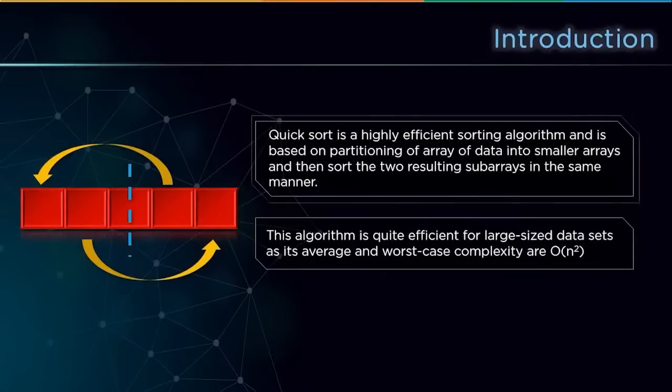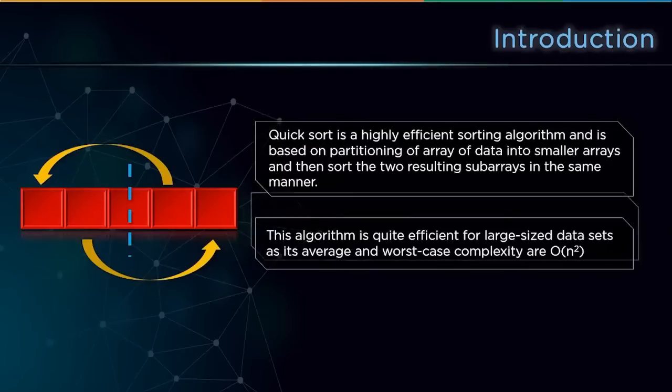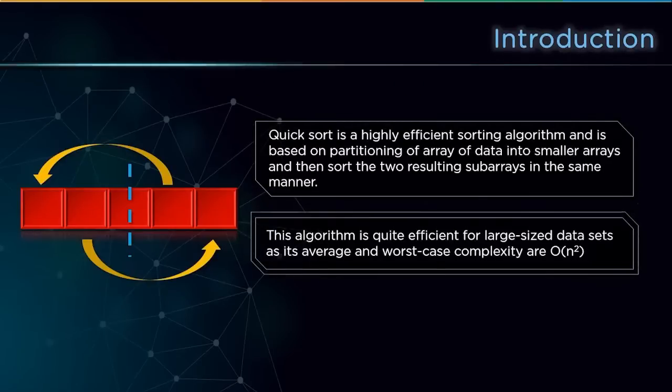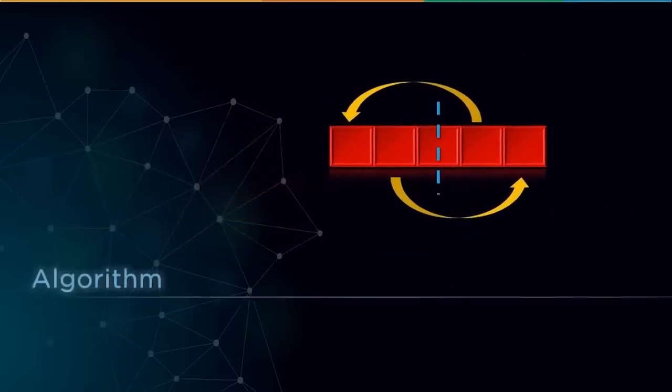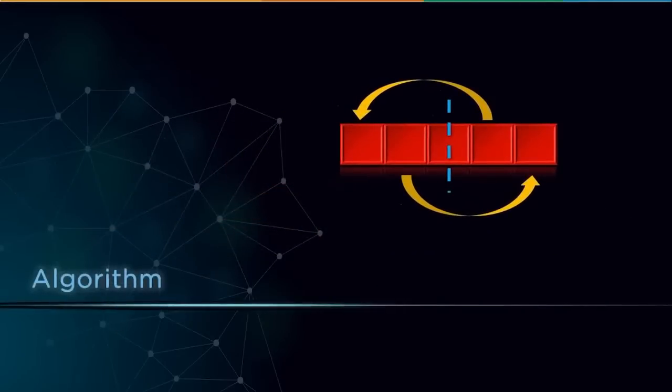Let's get started with an introduction to quicksort. Quicksort is a highly efficient sorting algorithm, and it is based on partitioning an array into smaller subarrays, and then we will sort these two resulting subarrays in the same manner. This algorithm is quite efficient for large size data sets, as its average and worst case complexities are big O of n square. Now let's discuss the algorithm of quicksort.